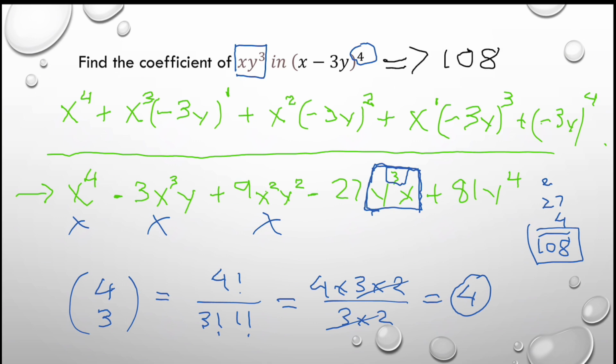I hope that was very clear. You have to take care of this coefficient and even take care of this one that we already have in front of it. And no, I made a mistake. It will be negative 108 because you have the negative sign. So I think that should be the end of it.